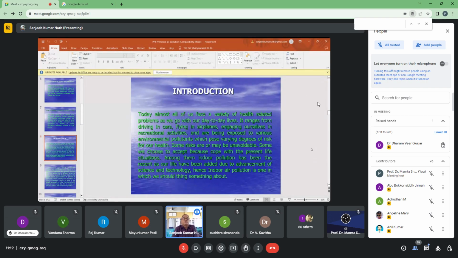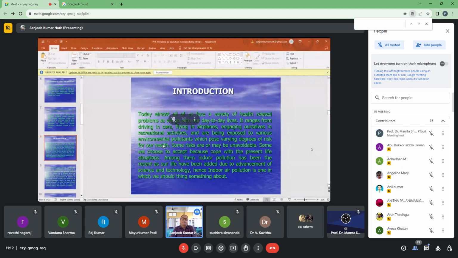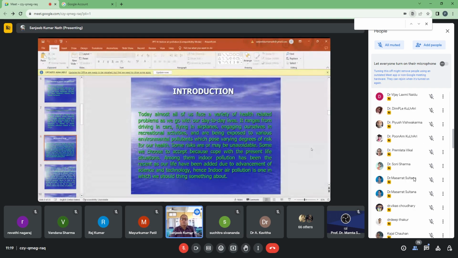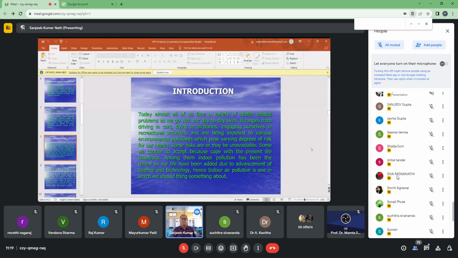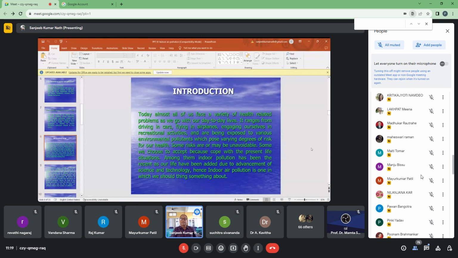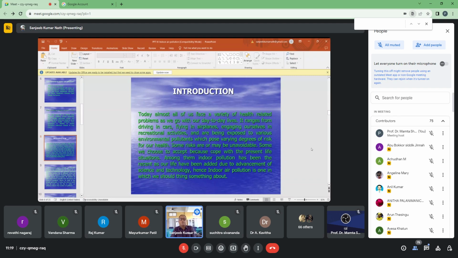Today, almost all of us face a variety of health problems as we go about our day-to-day lives. It ranges from driving in cars and flying in aeroplanes, and we are very much exposed to various environmental pollutants which pose varying degrees of risk to our health. Some risks are unavoidable, but some we try to accept and cope with in the present situation.